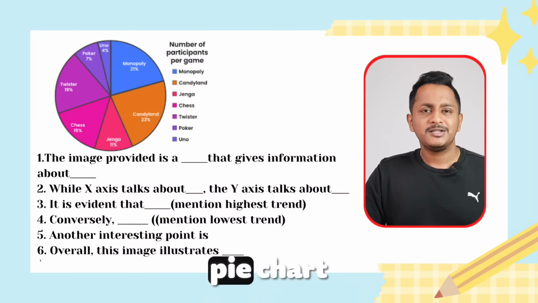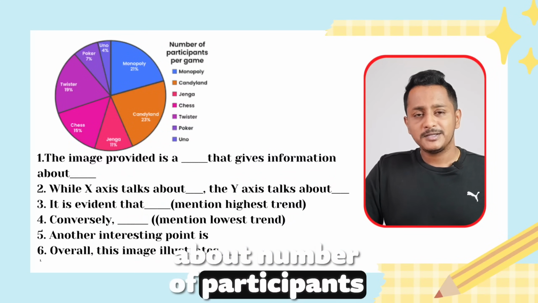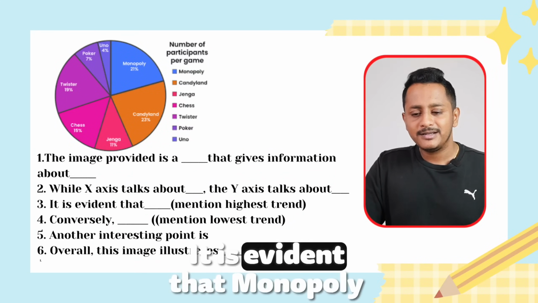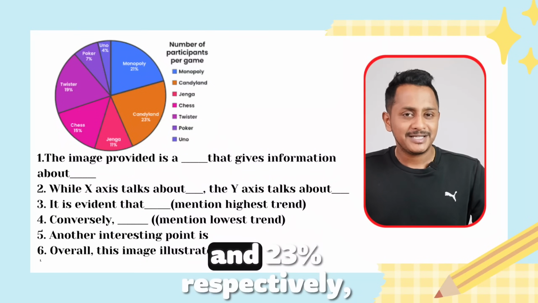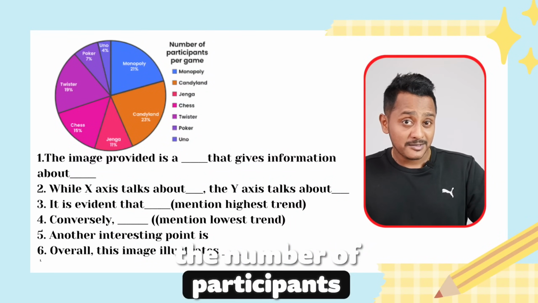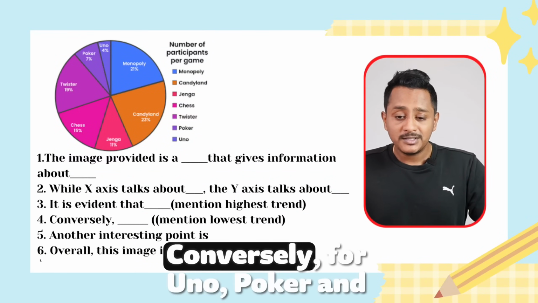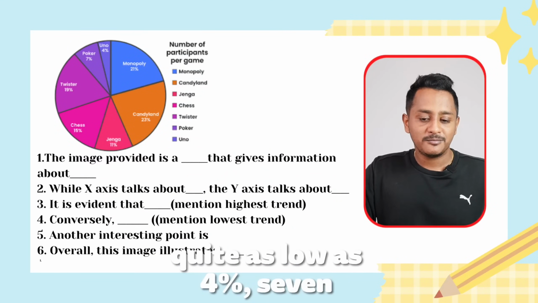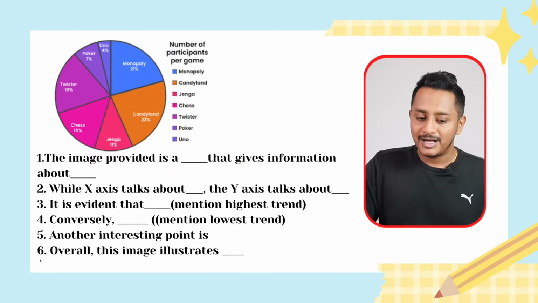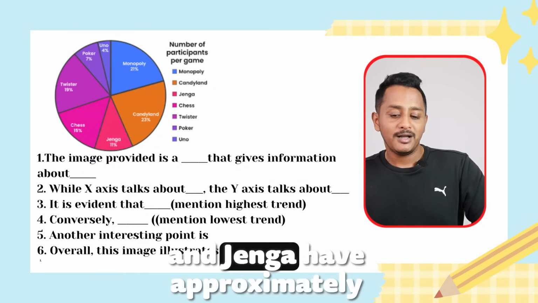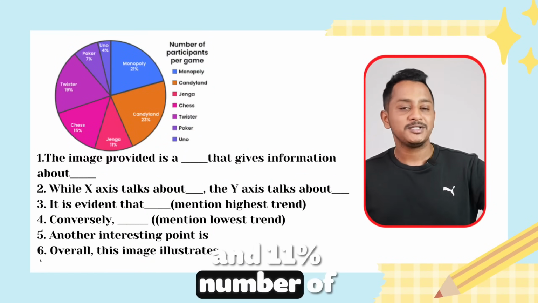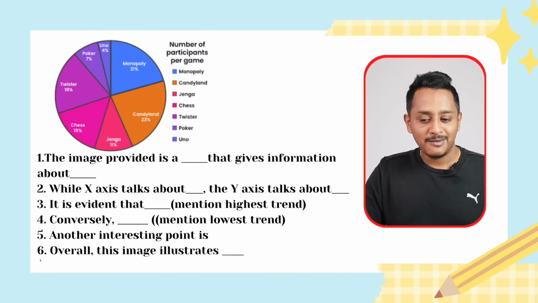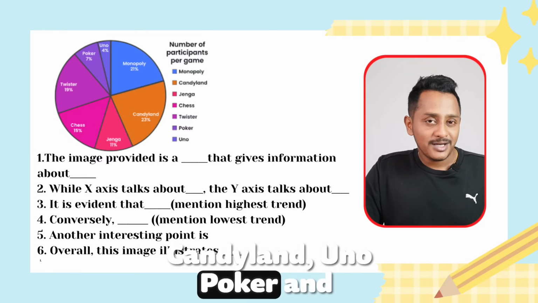The image provided is a pie chart that gives information about number of participants per game such as Monopoly, Candyland, Jenga, chess and etc. It is evident that Monopoly and Candyland have 21% and 23% respectively the number of participants for each game. Conversely, for Uno, Poker and Twister, the number of participants is quite as low as 4%, 7% and 19%. Another interesting point is chess and Jenga have approximately 15% and 11% number of participants per game. Overall, this image illustrates the number of participants per game for Monopoly, Candyland, Uno, Poker and Twister.